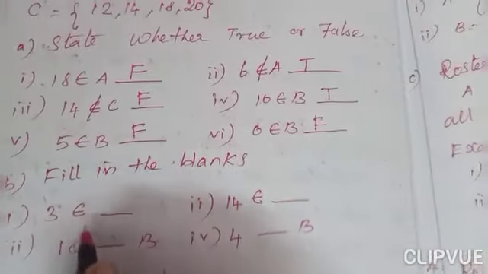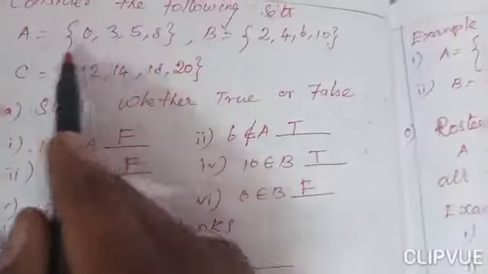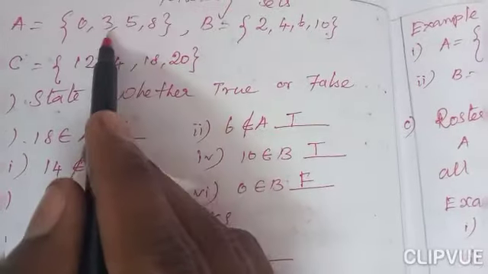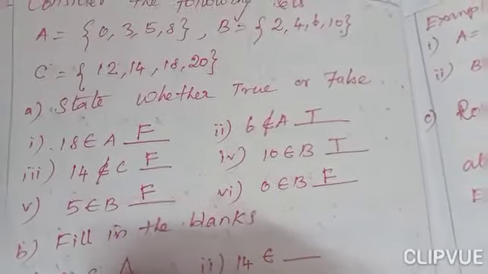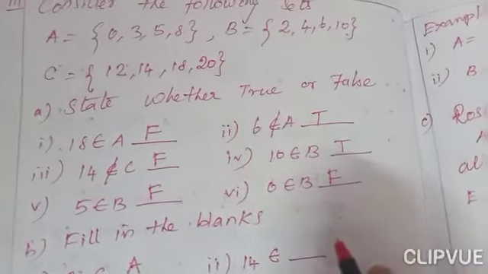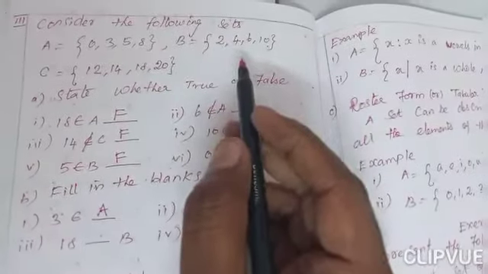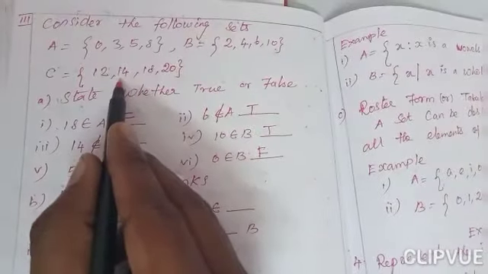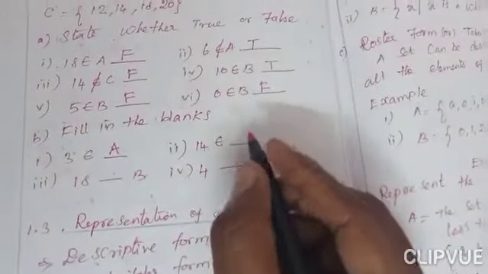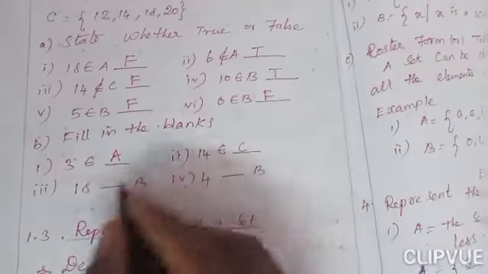They are given 3 belongs to. Look here: 0, 3, 5, 8. 3 belongs to set A. In the dash, you have to write set A. Next, 14 belongs to which set? 14 belongs to set C. That means you have to write set C.